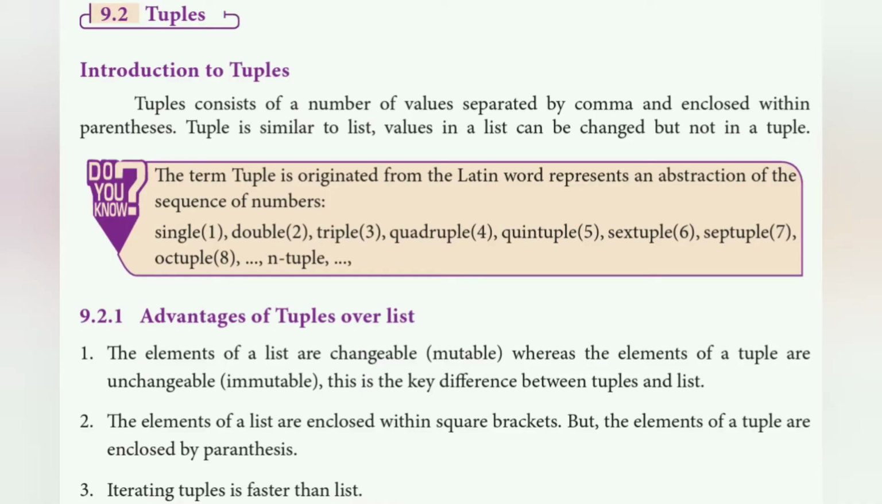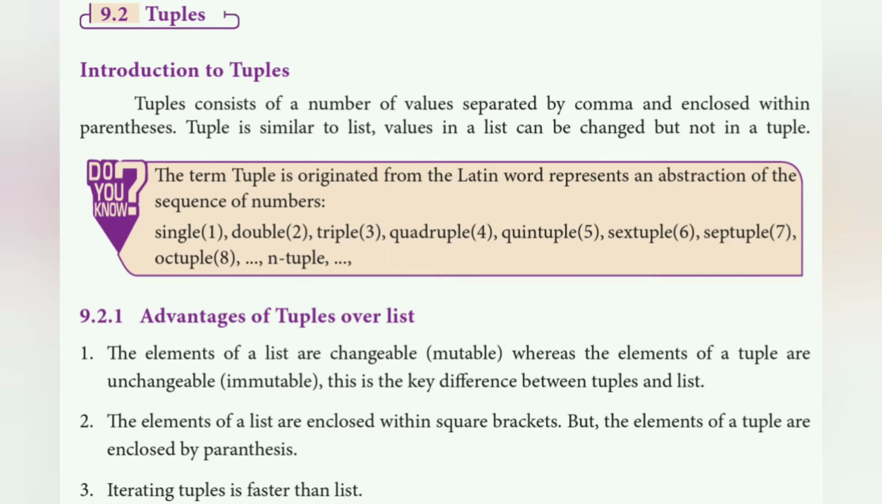In the previous class you have learnt about list and now you are going to learn tuples. Python programming language has four collections of data types such as list, tuple, set and dictionary. A tuple consists of a number of values separated by comma and enclosed within parentheses.